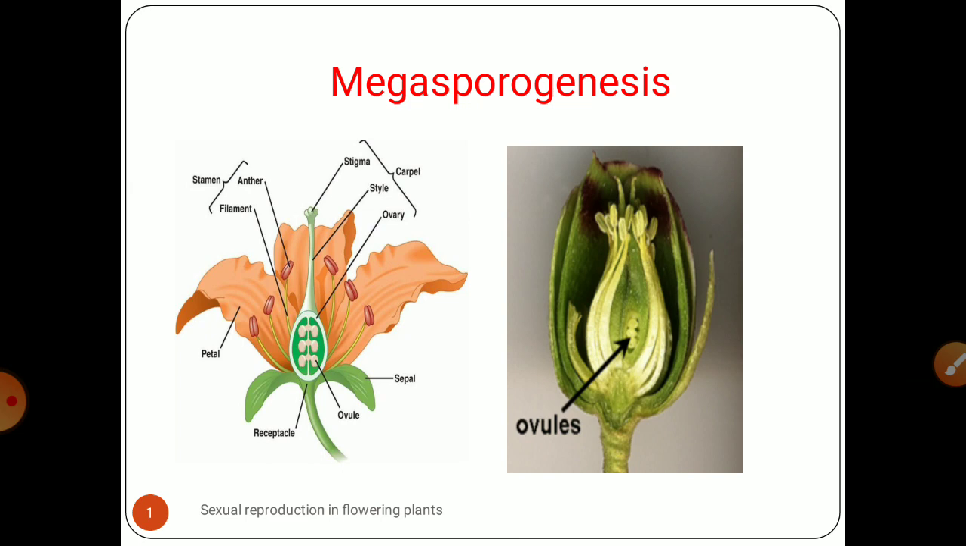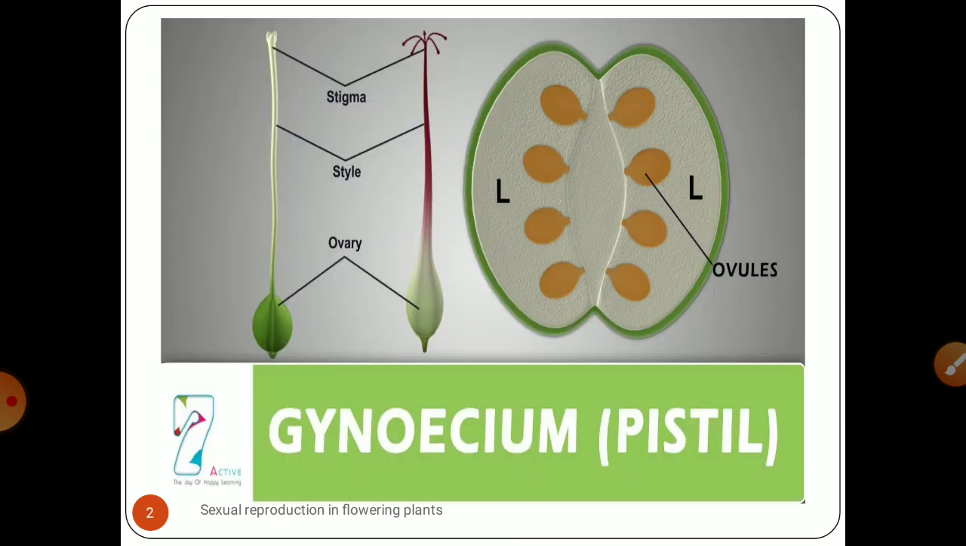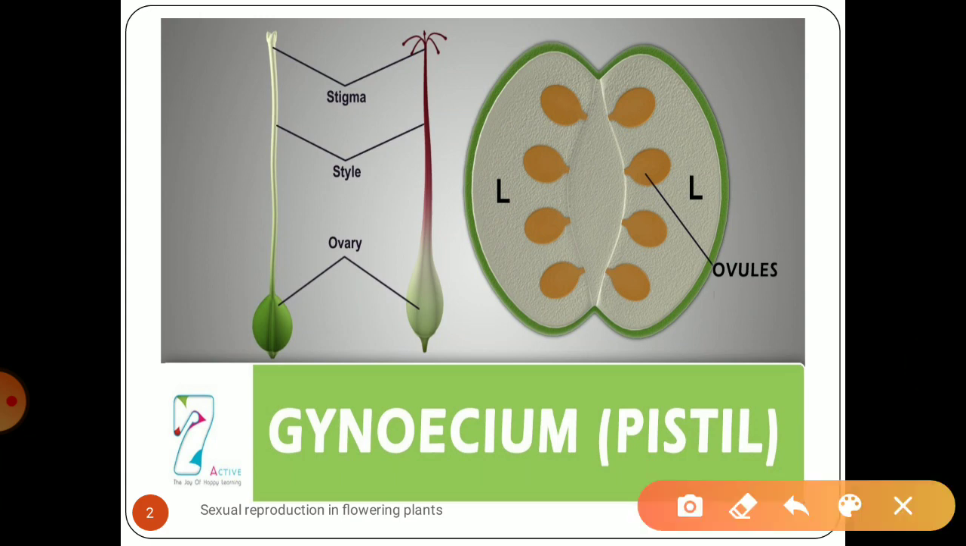Now we know that in a flower the male reproductive organ is represented by the stamen, whereas the female reproductive part is the gynoecium. It is also known as pistil or carpel. Each gynoecium has three different parts. The upper part where pollen lands is called the stigma, the slender stalk-like part is called the style, and the bulged part is called the ovary.